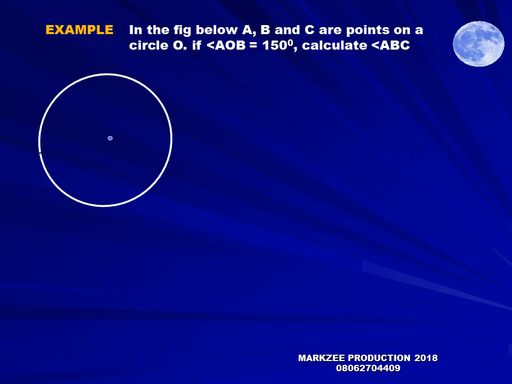Now we have an example here. In the figure below, A, B, C are points on the circumference O. If angle AOB is 150, calculate angle ABC. Now we have an arc AC, subtend an angle at center 150, but that angle came from the major arc. Okay.